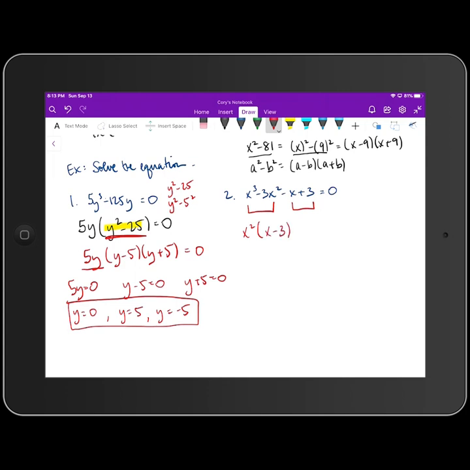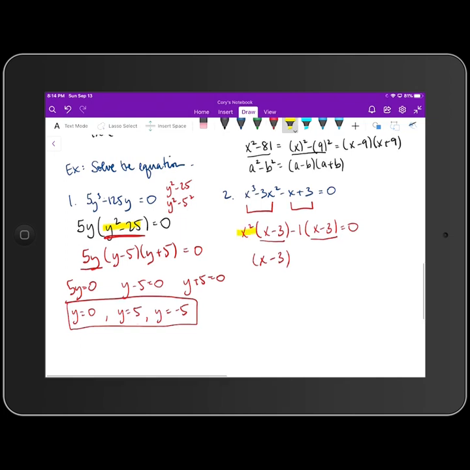And then I want to factor something out of the last two terms where it leaves me with x minus 3 in parentheses. So if I factor -1 out of the last two terms, that also leaves me with x minus 3 in parentheses. Okay, so x minus 3 is the factor that both quantities share. When we factor that out, that leaves us with x squared minus 1. So that is our second factor.